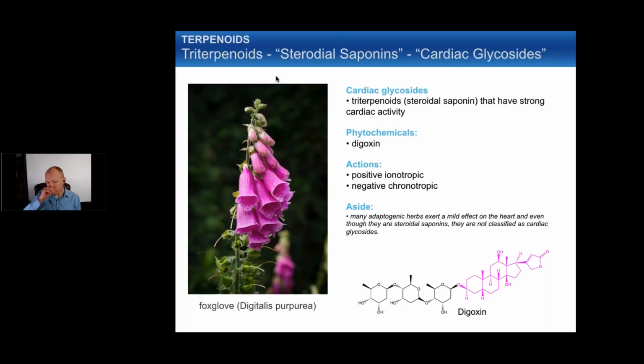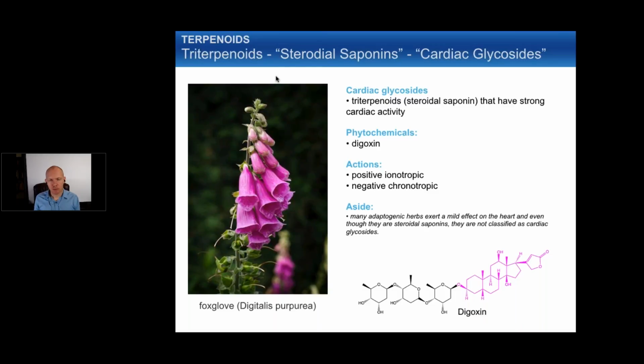So what that means is it increases the force of contraction because positive means more ions are getting into the heart, causing stronger contractions, and negative chronotropic, chrono meaning time, it slows down the heart rate. So something that's a positive inotropic and negative chronotropic means it increases the force of contractions and slows the heart down.